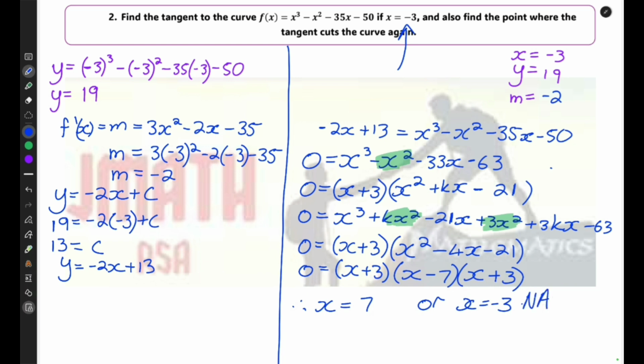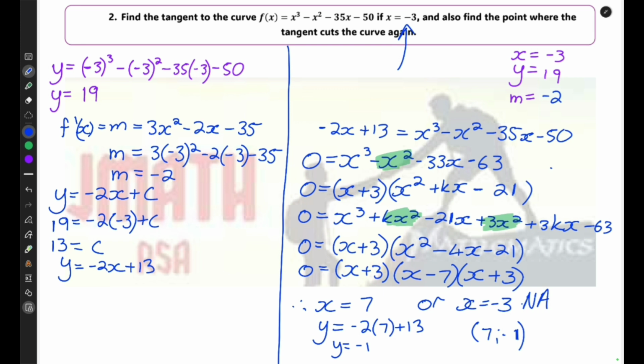To answer this question, also find the point where the tangent cuts again. I now need a y value, and I'm just going to get that by subbing 7 into my original f(x). But if you're very smart, we worked out a tangent, and if it cuts both of those graphs, then I can just sub in the 7 in the tangent. So I'm just going to say this is minus 2 times 7 plus 13, and therefore it's minus 14 plus 13, which would just give me minus 1. So therefore the point is 7 and minus 1.